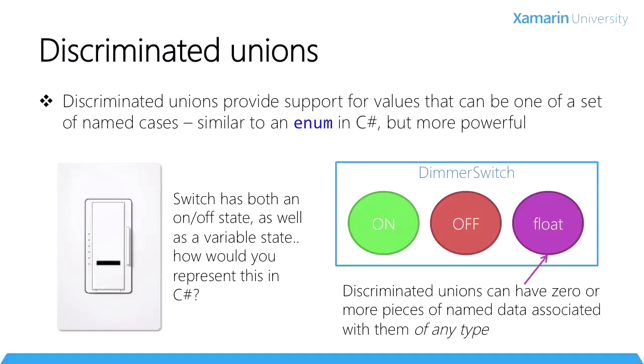And discriminated unions can also be useful for modeling simple object hierarchies. In C#, you might need several files for a base class and several associated child classes. But in F#, you can avoid that class explosion by having just a single line of code to model the same information contained in each class.